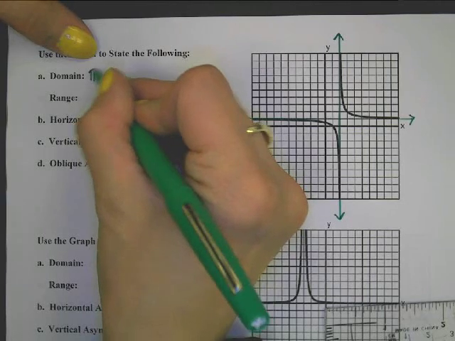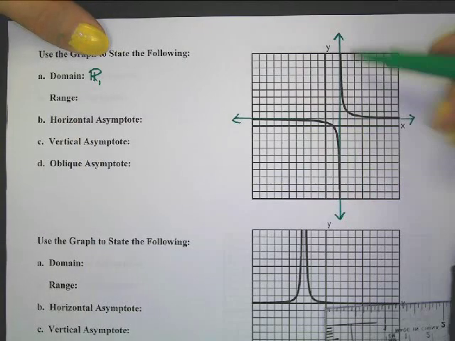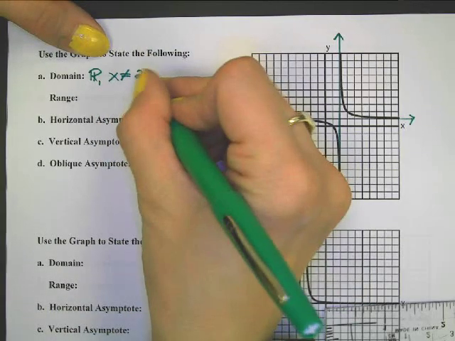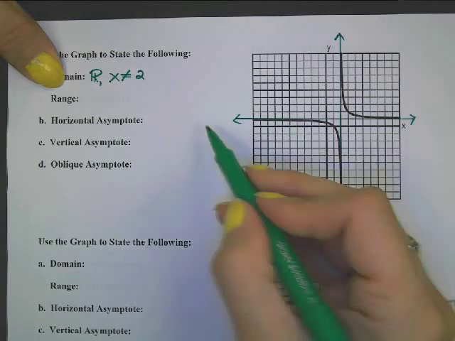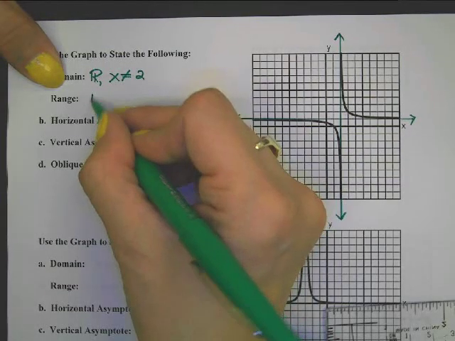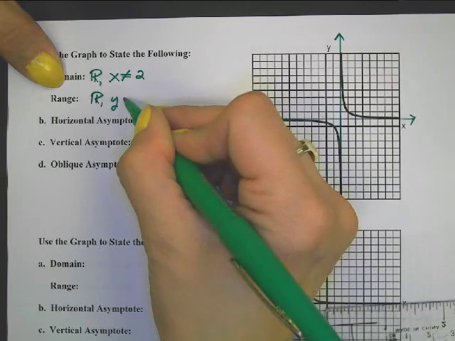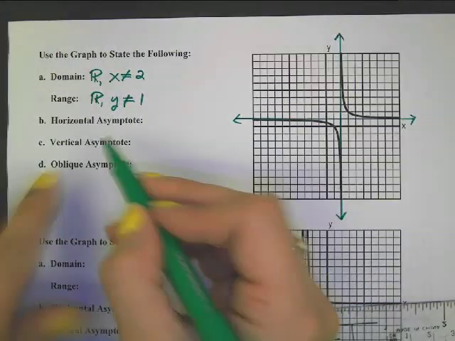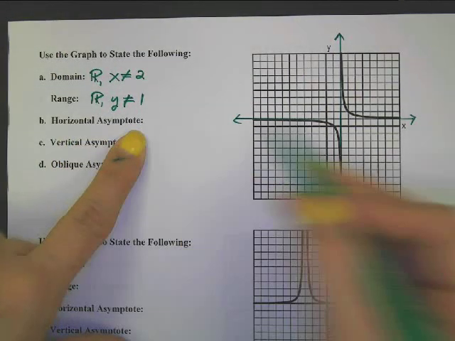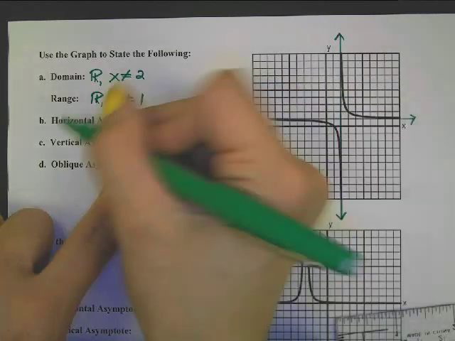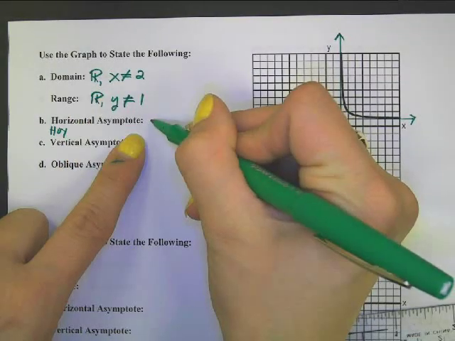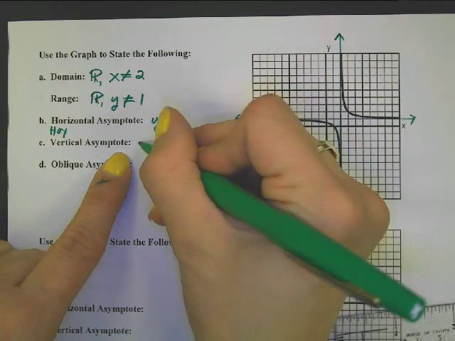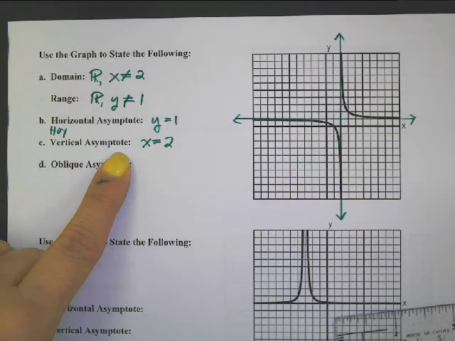So the domain, all reals except, let's look at the x's. There's no graph. X cannot equal 2. Now let's talk y values. There's no graph, all reals except y. Y cannot equal the number 1. Okay? Horizontal asymptotes, those are the lines going horizontally. That would be a hoi. Horizontals or hois. So we've got y equals 1. There is a vertical asymptote right here at x equals 2.